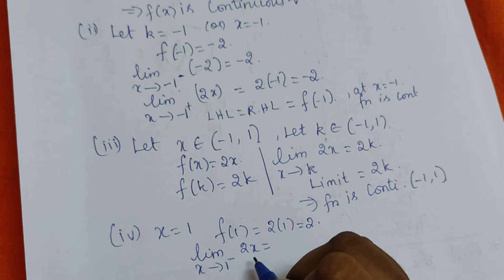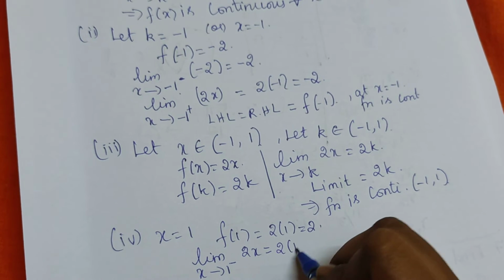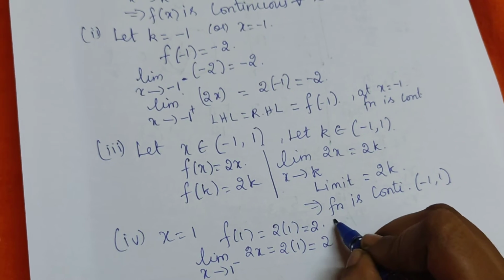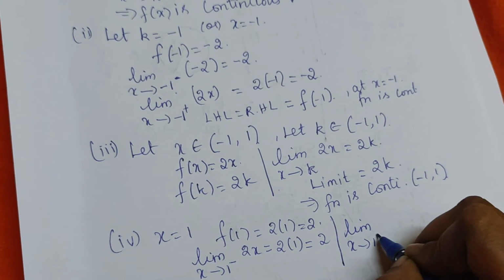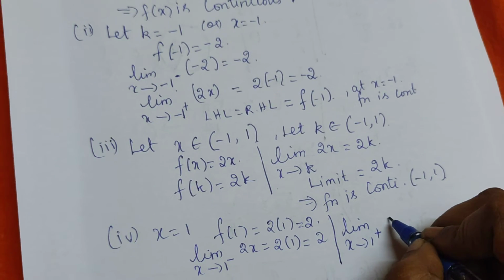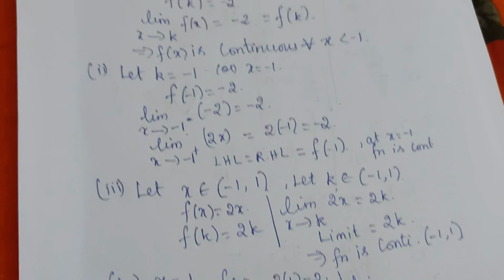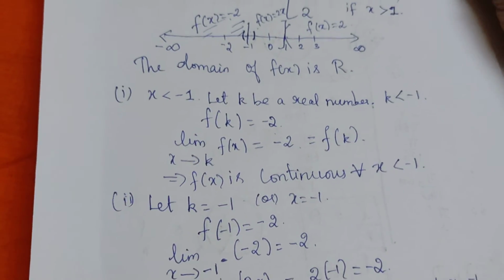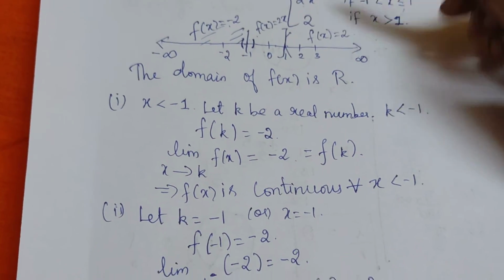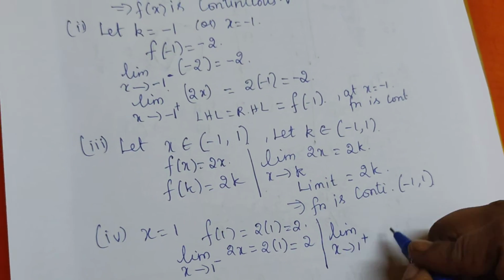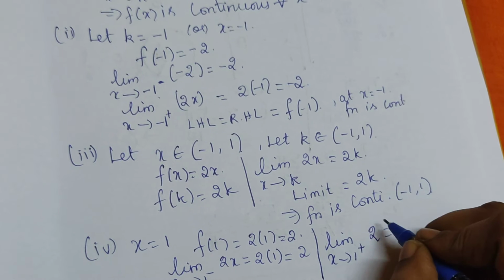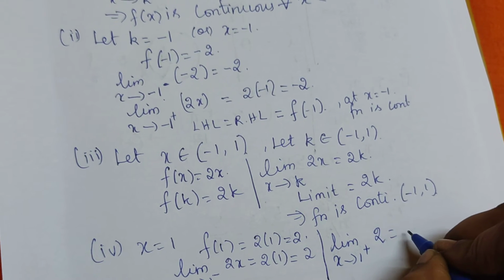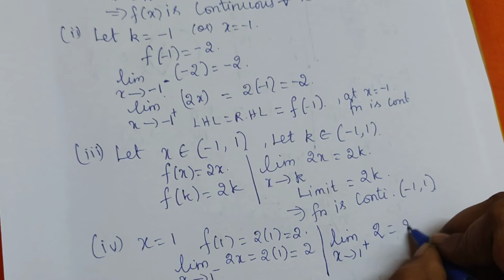There the function has been defined as 2x. After substituting 1 we will get 2. Now we will calculate the right hand limit, x tends to 1 from the right hand neighborhood. In the right hand neighborhood the function has been defined as 2, so we will take 2. It doesn't depend on x, so we'll get 2.